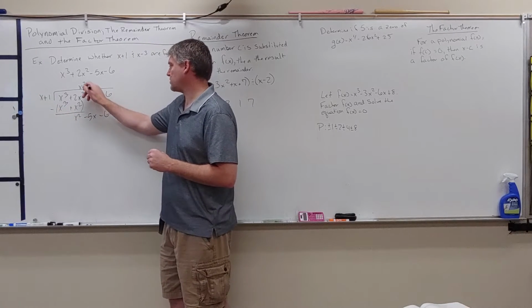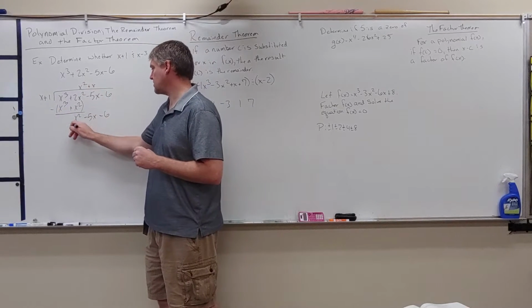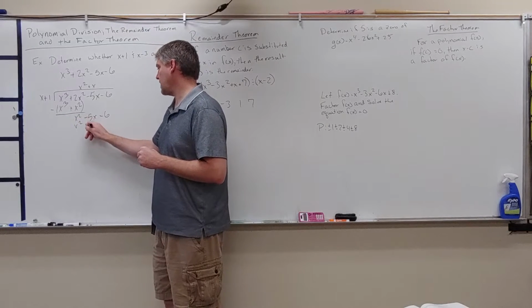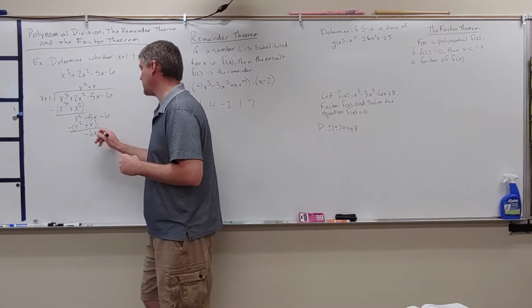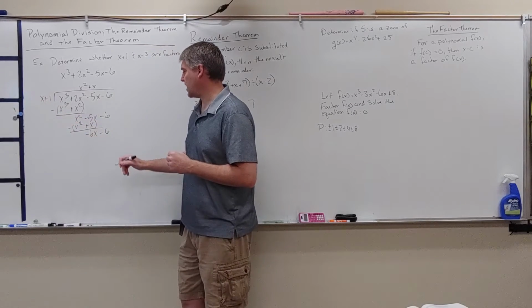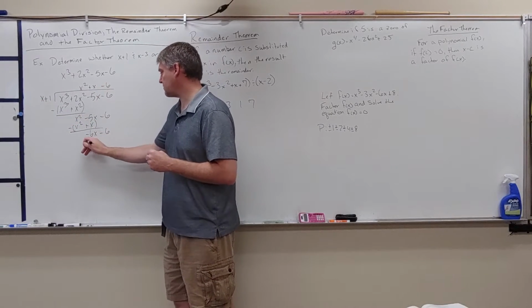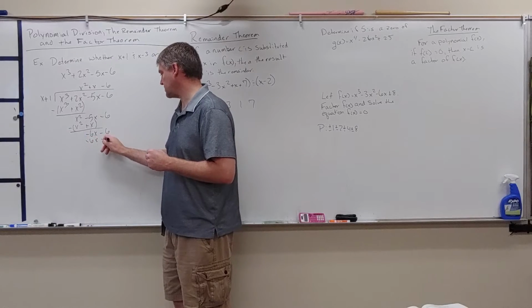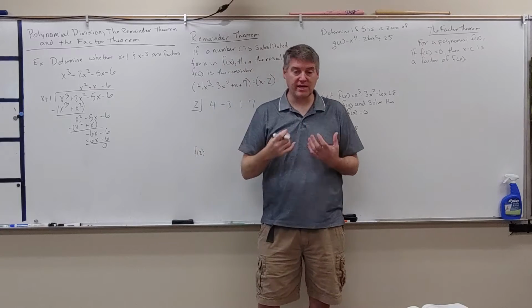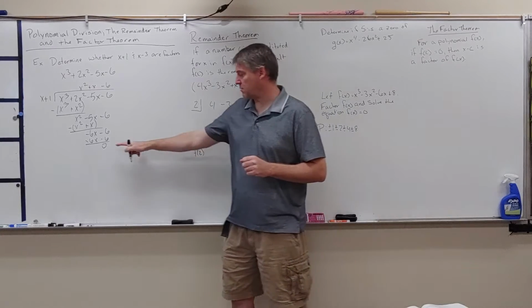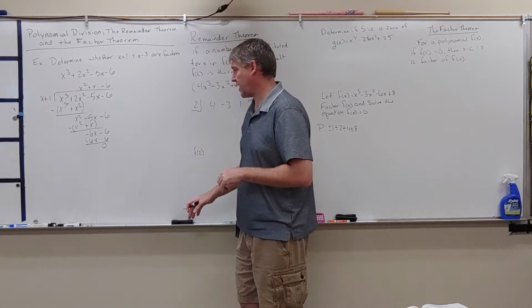x times what gives me x squared? Well, that's a positive x, so this gives me x squared plus x. I'm going to subtract those. That gives me negative 6x minus 6. x times what gives me negative 6x? Well, that's negative 6. So I get negative 6x minus 6. That's 0. So x plus 1 is a factor of it, right? Because my remainder was 0. So that tells me it's a factor.